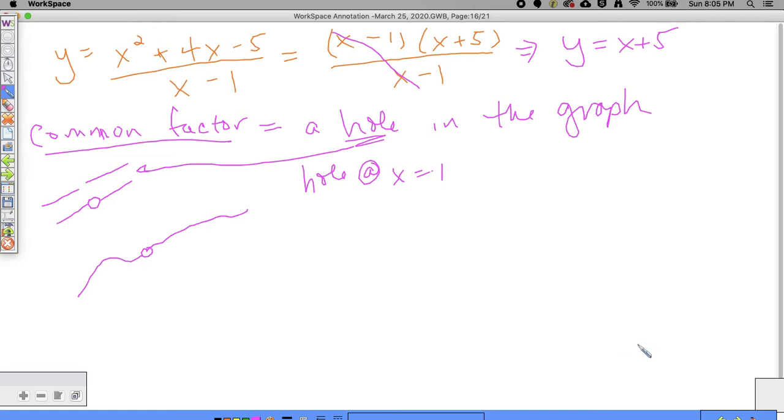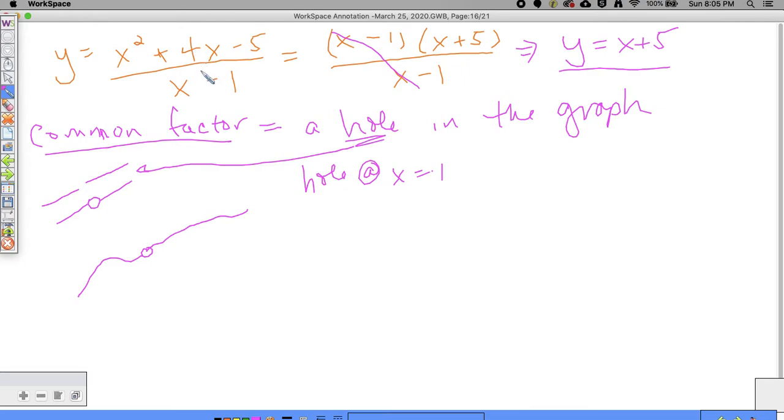Are there any vertical or horizontal asymptotes? I hope you're all like, no. It's actually just a line whose slope is 1 and y-intercept is 5. So what it turns out is that thing turns out to be a line with a hole in it. So this rational function turns out to be a line with a hole.